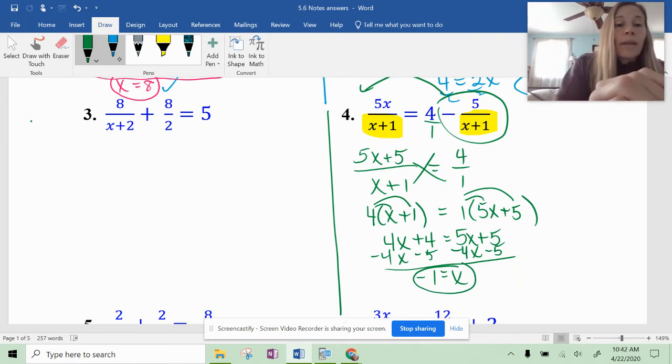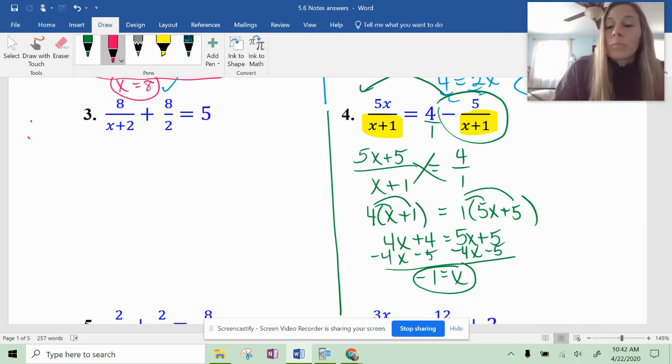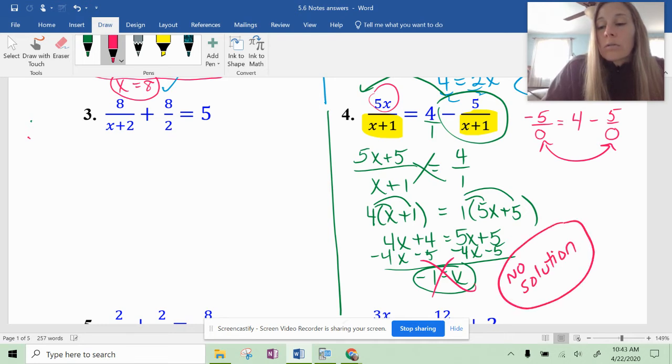So now let's check that to see if it is a legitimate solution or extraneous. So if I plug in my -1 up here, 5 times -1 is -5, but -1 plus 1 is 0, making that undefined. Then on the other side, I have a 5 over 0 again. So as soon as you see those undefined zeros there, you know that this is an extraneous solution, so there's really no solution to this problem.